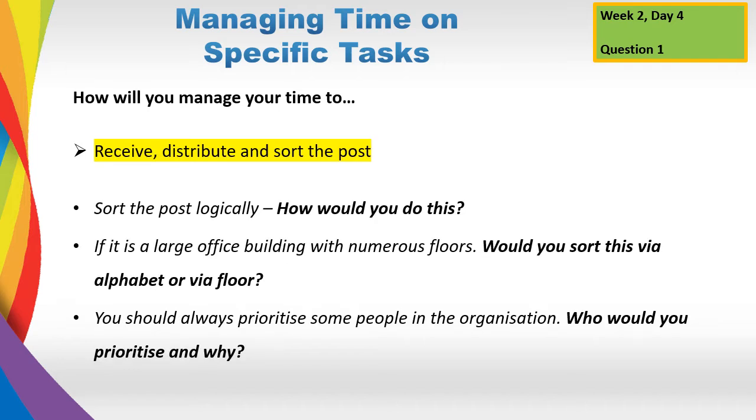Receiving and distributing and sorting out the mail. So you need to sort out the post logically. So how would you do this? Would you do this by alphabet? Would you do this by floor? If it's a large office building with numerous floors, would you sort this out again via alphabet or via floor?